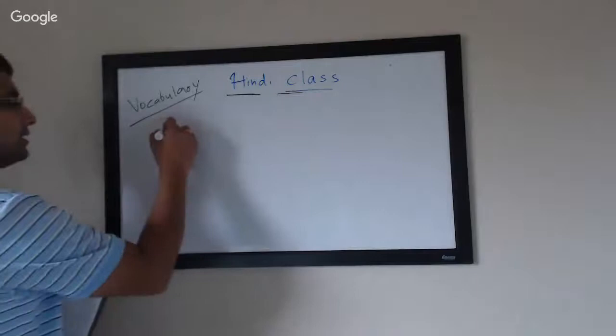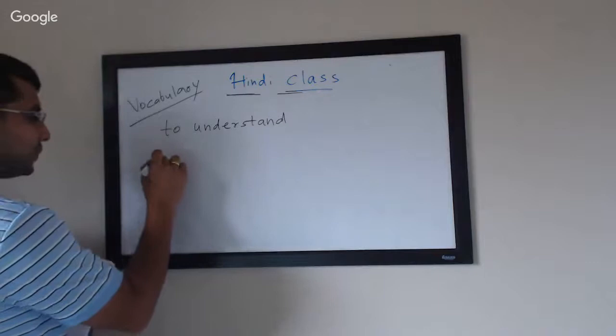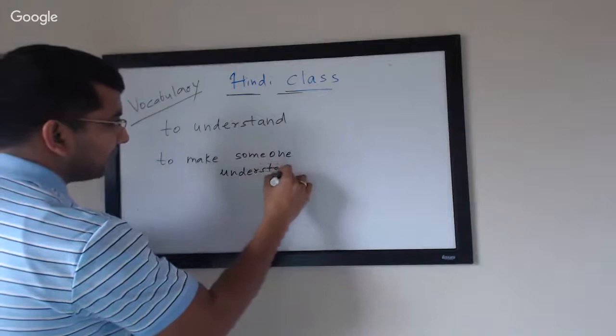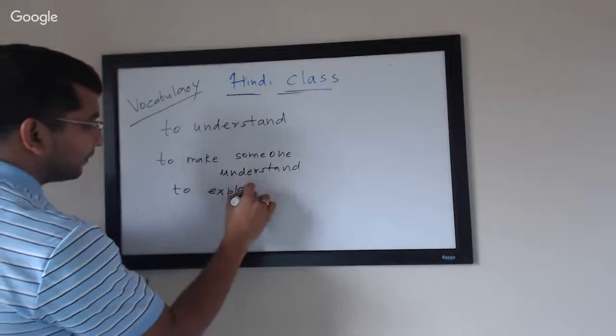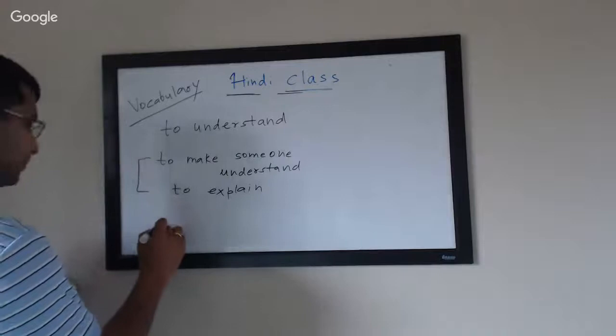So the next 3 I have: the first is to understand. I think most of you should know this one. To understand. Next one is to make someone understand, either that or to explain. Both of them are the same. And the third one is to remain happy.